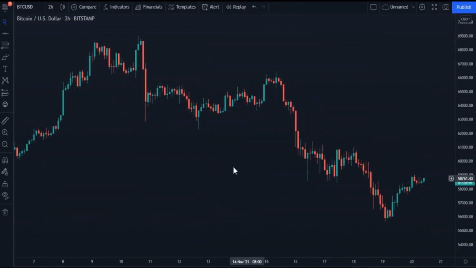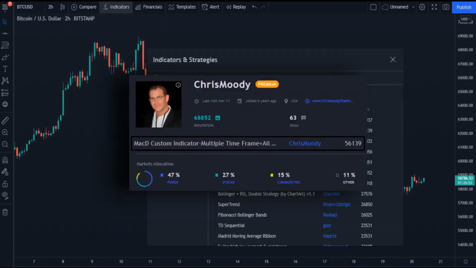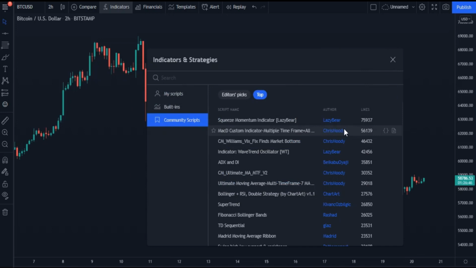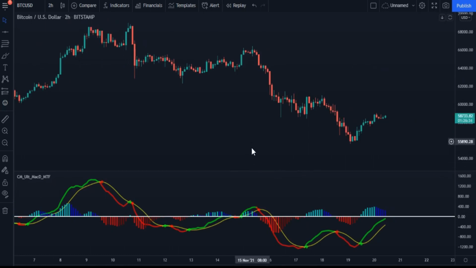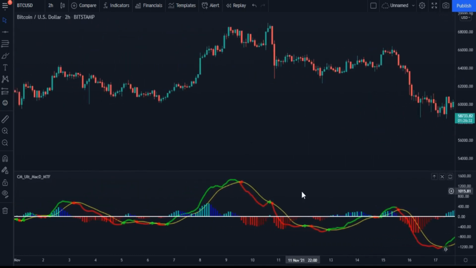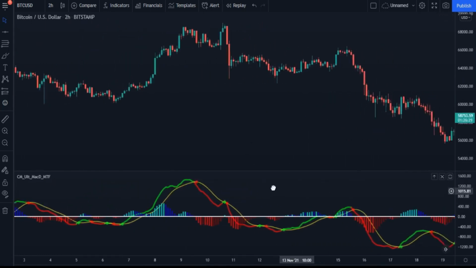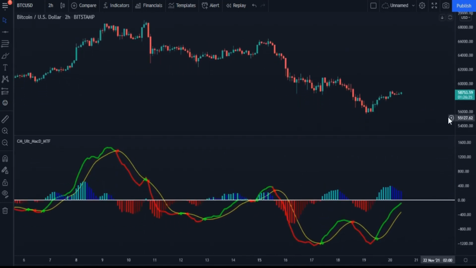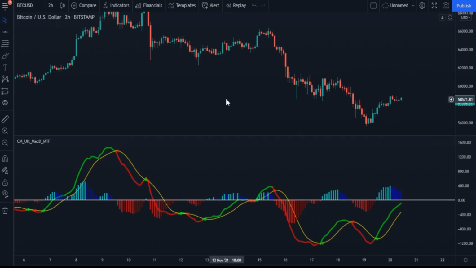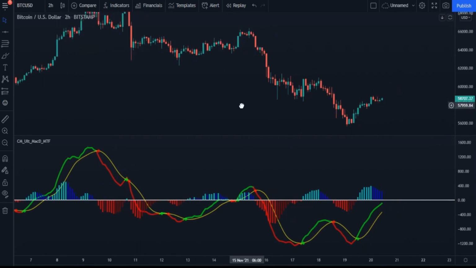Well, let's move to the second indicator, which is the RSI MACD indicator, created by Chris Moody. When you apply it for the first time, you will think that it is like the normal MACD indicator, but when you use it for a while you will notice that there are some nice improvements and additions. Well, let's see some of these features that have been added and quickly review them.